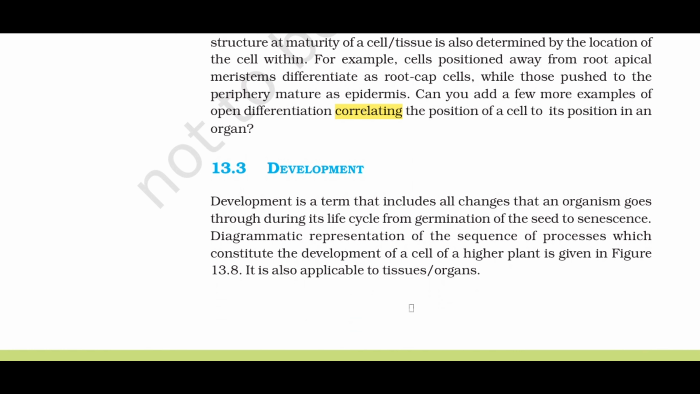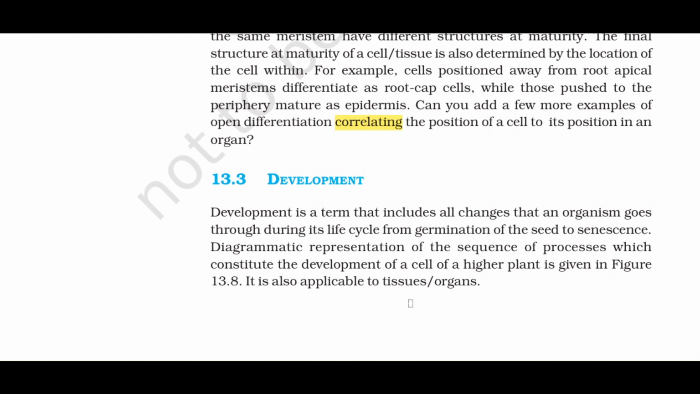Development. Development is a term that includes all changes that an organism goes through during its life cycle from germination of the seed to senescence. Diagrammatic representation of the sequence of processes which constitute the development of a cell of a higher plant is given in figure 13.8. It is also applicable to tissues and organs.